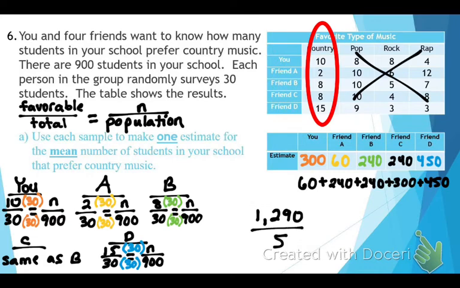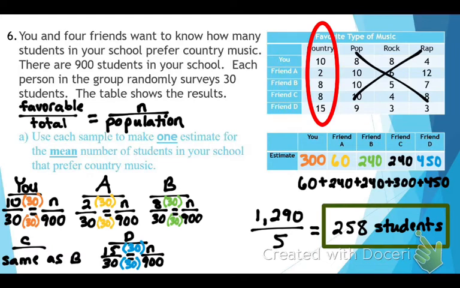We divide it by 5 because there were 5 different numbers up here in our data set. When you do that, Adam, what do you get? Very good. 258. Guys, what are the units attached to that? 258 students, okay? We were guessing or estimating how many students we believe in your school prefer country music.